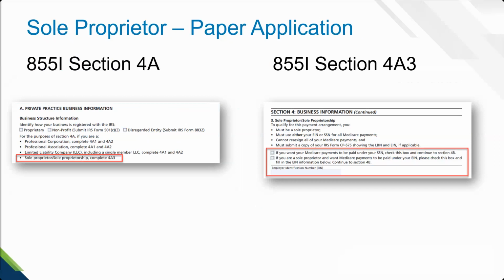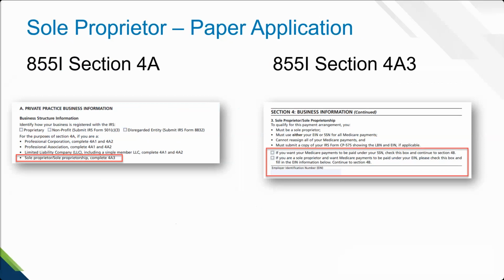So they kind of combine sole owner and sole proprietorship here a little bit, but you need to indicate if you want your Medicare payments to be paid under your Social Security number. If you check that box, it's moving you on to 4B, which is going to ask about practice location information.